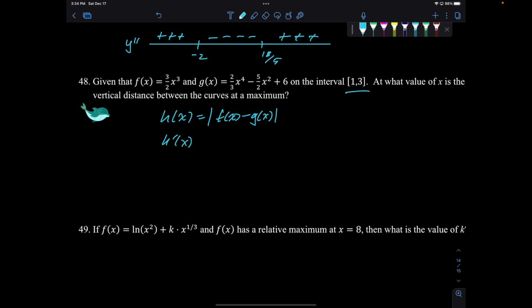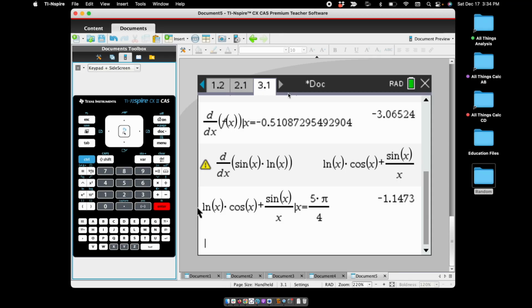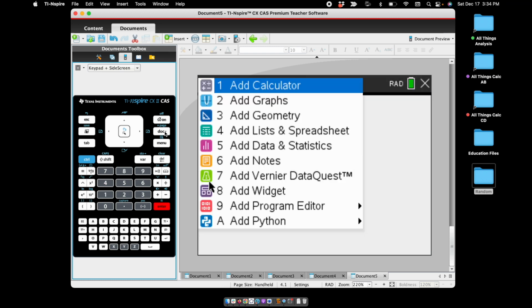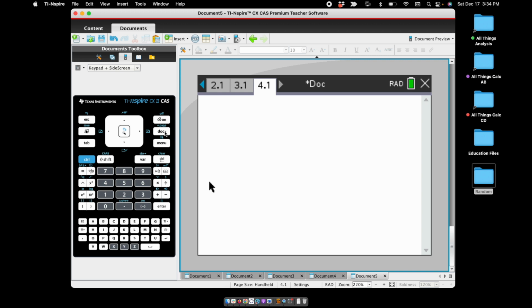H prime of x. This is a calculator question, though. Nobody wants to do that by hand. So let's go back. And I'm going to put in a new problem doc, 4 and then 1. And I guess I'm going to define f of x and g of x and then h of x. It's my plan. G of x.